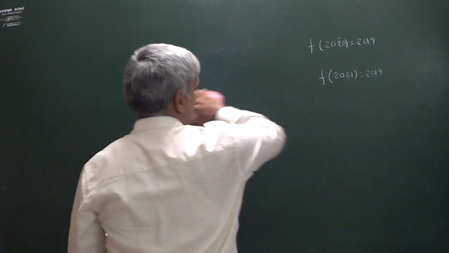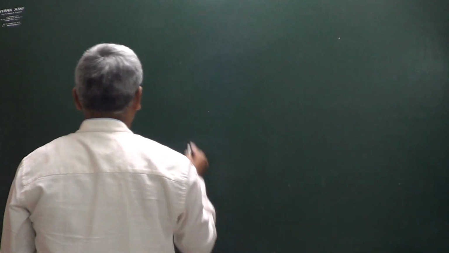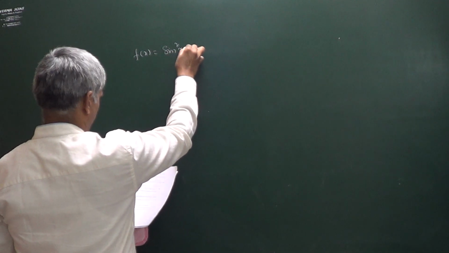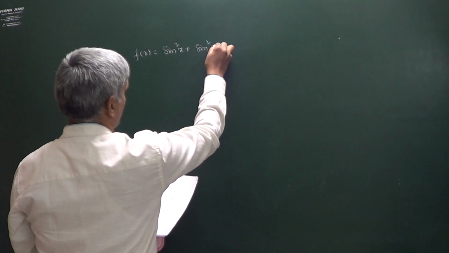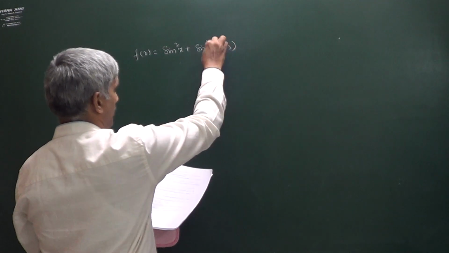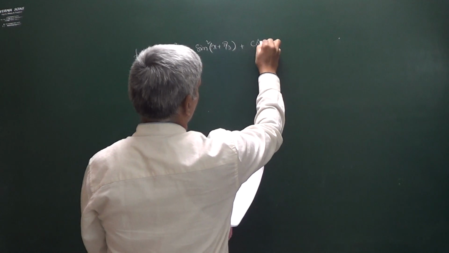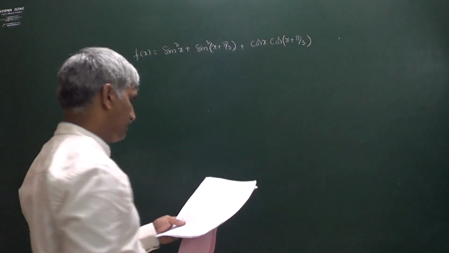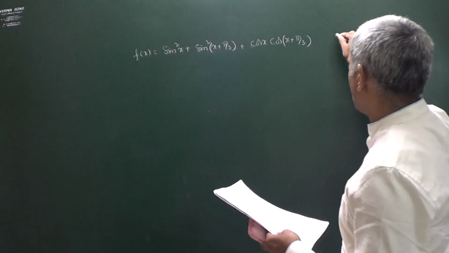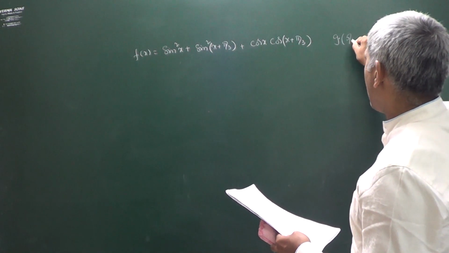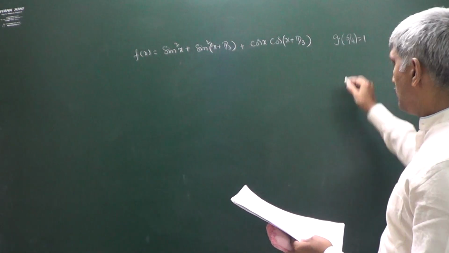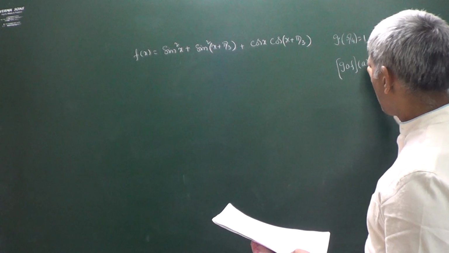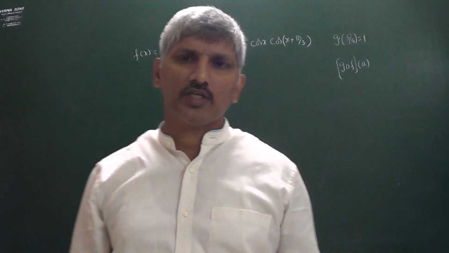Next question is given in this way. f(x) is equal to sin²x + sin²(x + π/3) + cos x cos(x + π/3). That is the information given about f(x). And g(5/4) is given as 1. What is it saying? The g(5/4) value is equal to 1. Then he is asking to find g∘f of a, or g∘f of x.